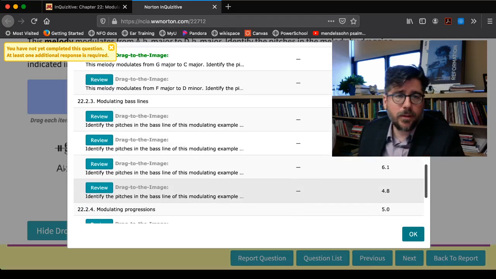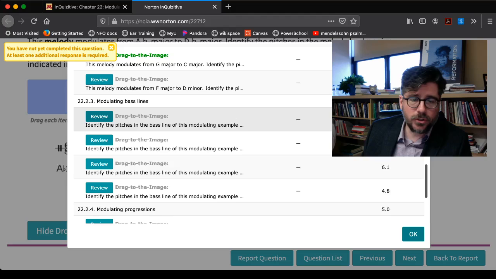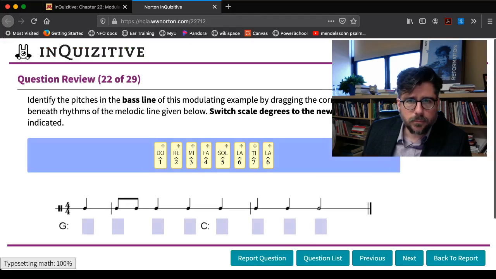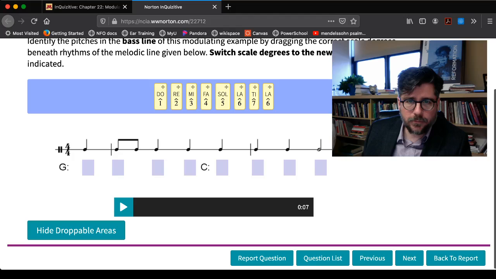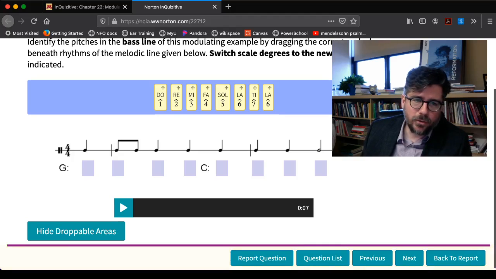Modulating bass line. So I think this is going to be kind of the same. You're just listening for another part. This one had a difficulty of 5.3. I don't know what that means. Sounds bad. Let's see. Look, I mean, it's just a few notes.